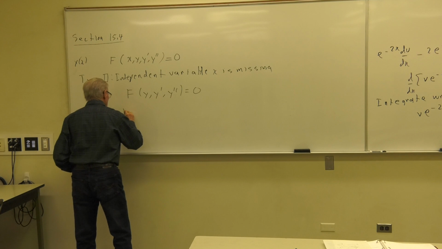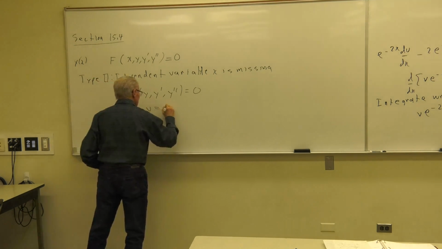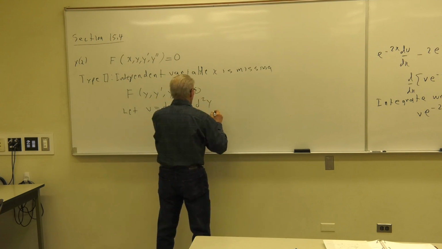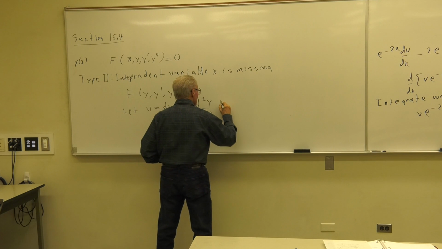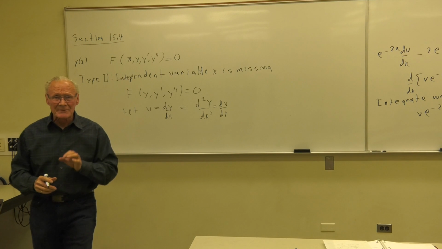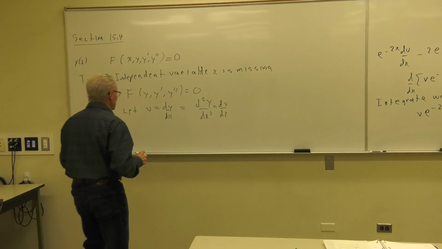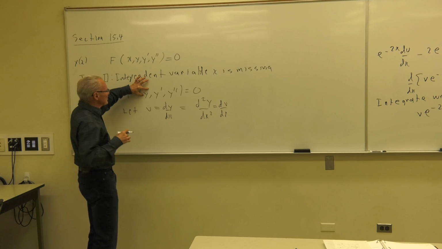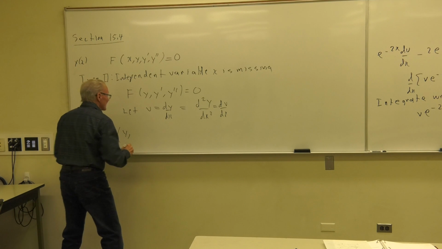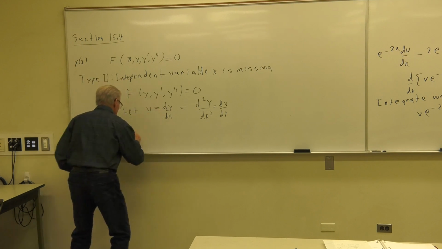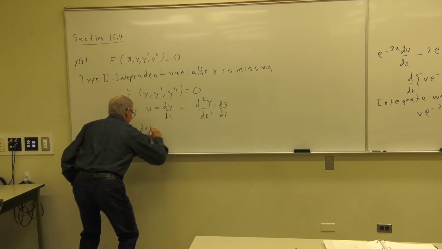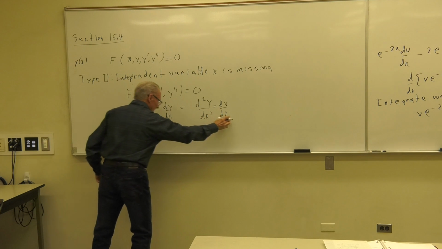You start out the same way. You say, let v be equal to dy dx, and therefore d squared y dx squared is equal to dv dx. You might say, let's try the same thing. Well, watch what would happen if you did that. In for the y, it's going to be there. In for the y prime, I'm going to put v. And for the y double prime, I put dv dx.